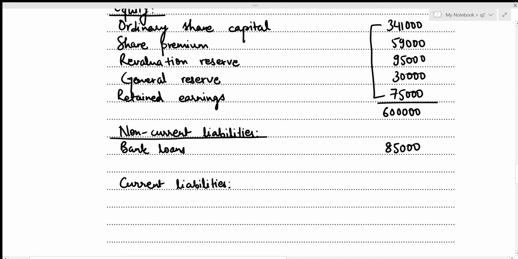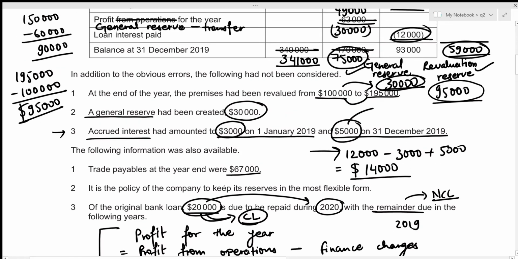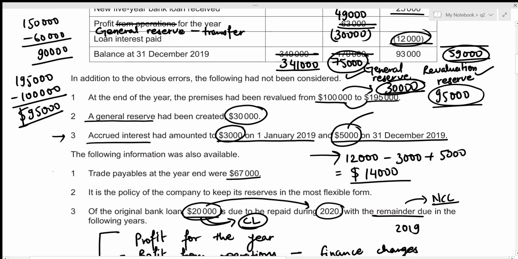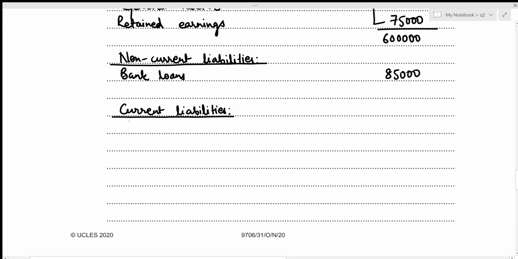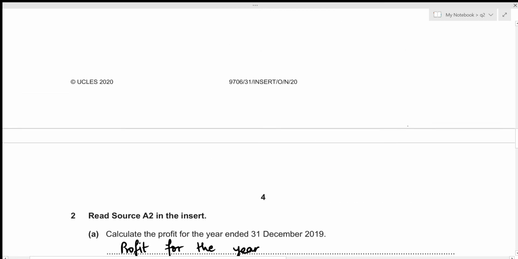Okay, let's have a look above. We are given information regarding trade payables. Trade payables at the year end were 67,000. So let's record this value. That's trade payables of 67,000.